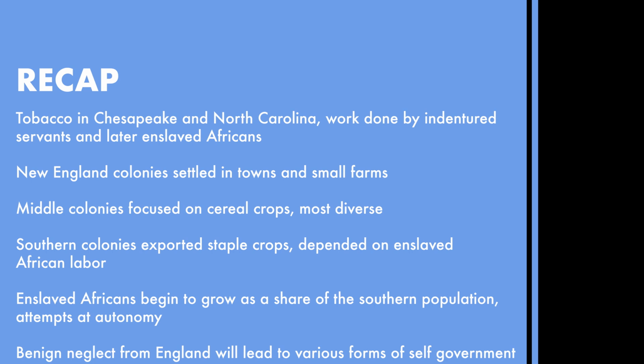The New England colonies settled in towns and small farms. The middle colonies focused on cereal crops and they were the most diverse in terms of demographics. The southern colonies exported staple crops and they depended on enslaved African labor to grow those crops.